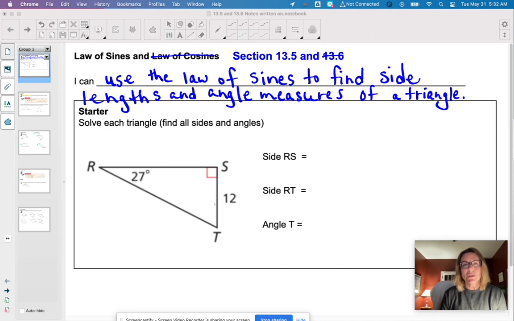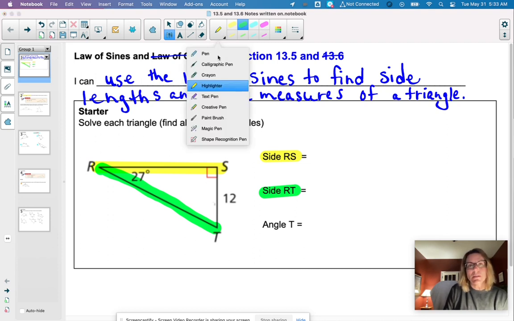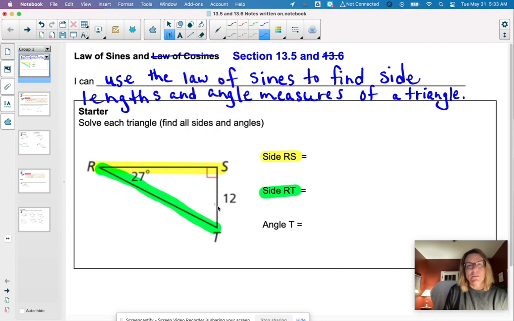First, we're going to just start with a little warm up, kind of a review of prior lessons. It says solve each triangle, find all sides and angles. So the first thing we're going to do is find side RS, which is this side. Then we're going to find side RT, which is this side, and angle T. Well, let's start with angle T actually, because angle T is right here.